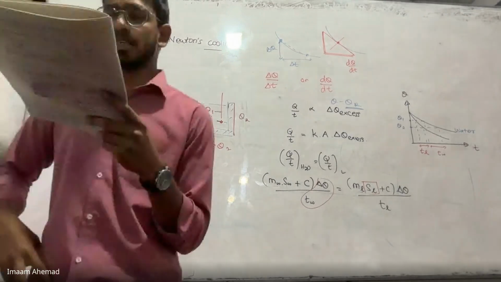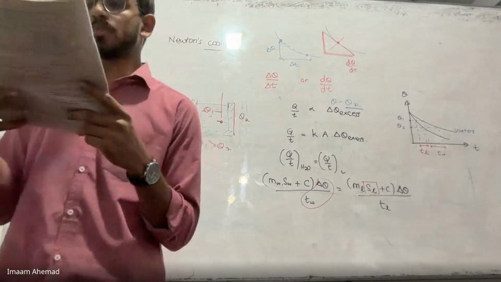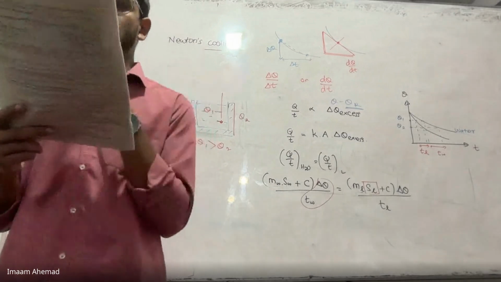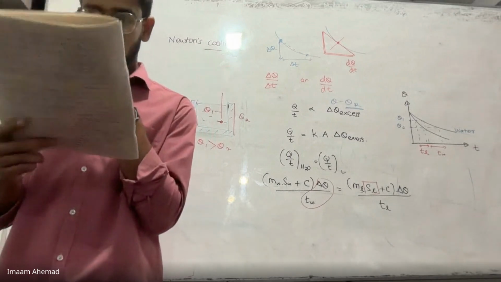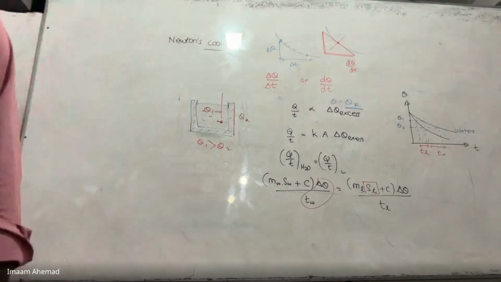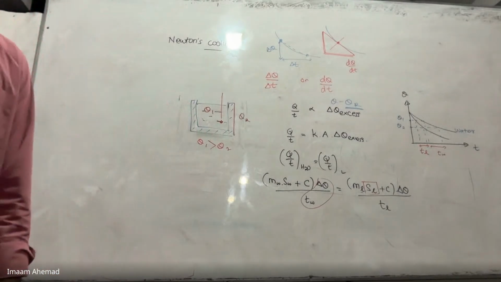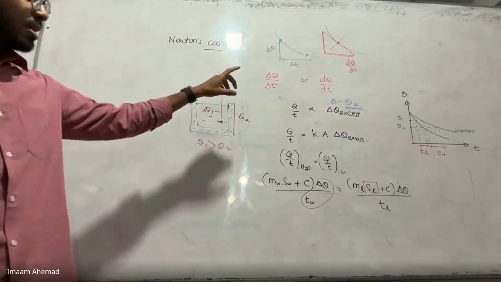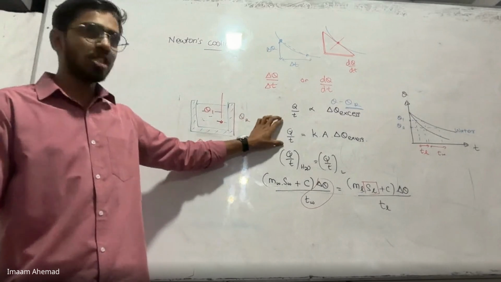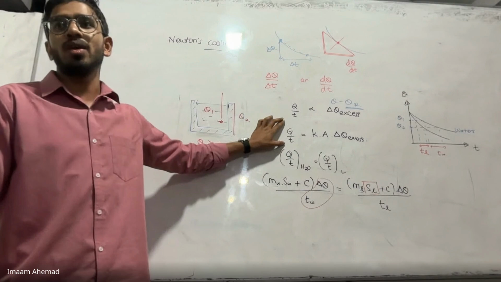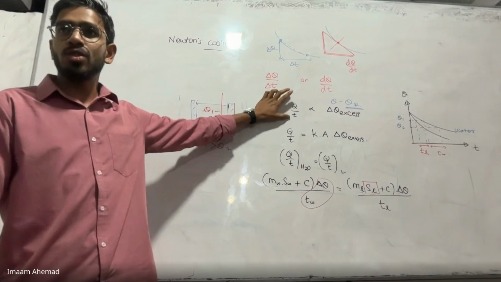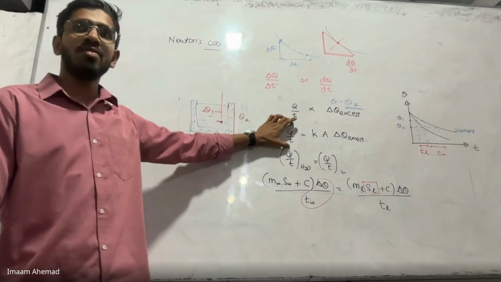What are the readings that you would take in this experiment to verify Newton's law of cooling? First of all, let's see what is Newton's law of cooling. Now, this one is the equation. Okay, this is the equation, but this is not the law. What is the law? Newton's cooling law. This one. This is Newton's cooling law. This is the equation that we get from it.